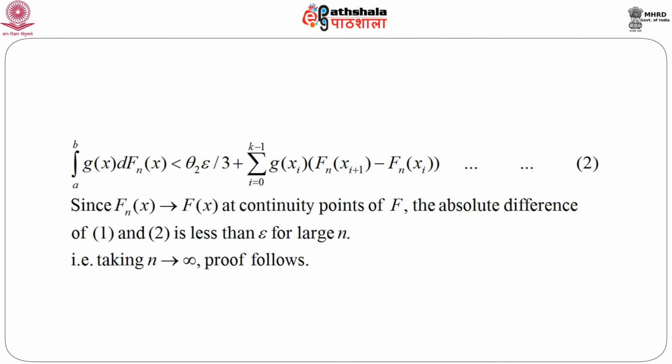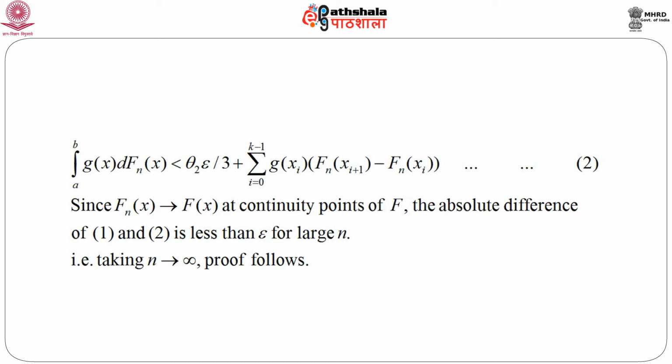Now, consider exactly the same thing, but with respect to f n x, and do the same trick here. We will get almost the same expression, except that capital F is replaced by capital F n. Now, since capital F n x goes to capital F x at all continuity points of f, that is our assumption, then naturally if we subtract 1 from 2, this part corresponding to this part goes to 0.